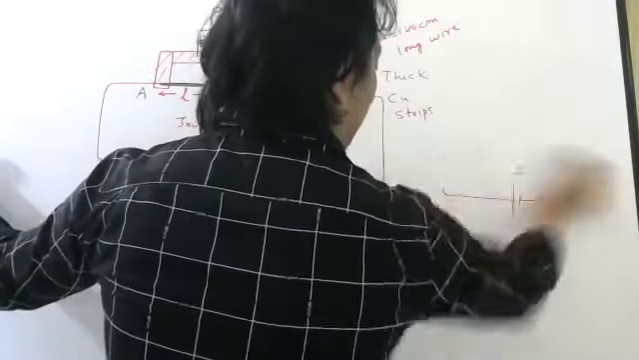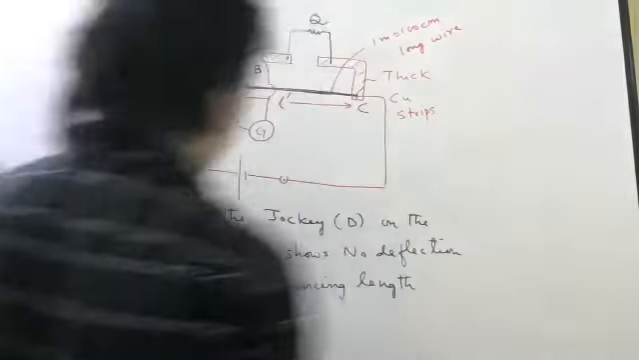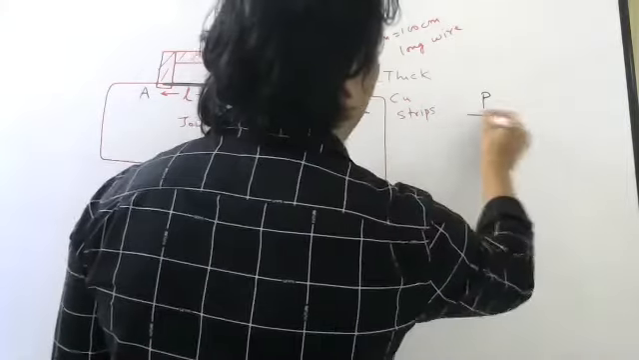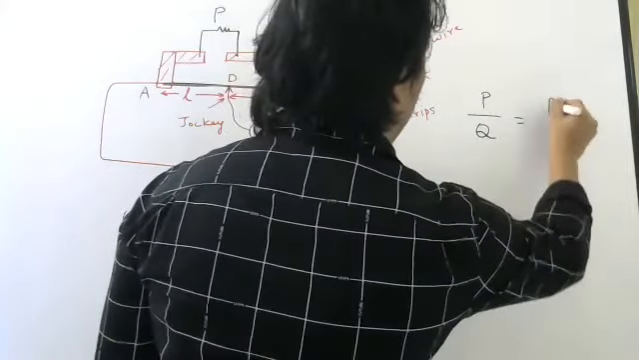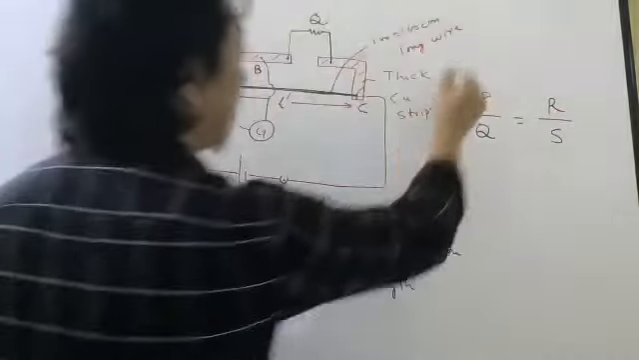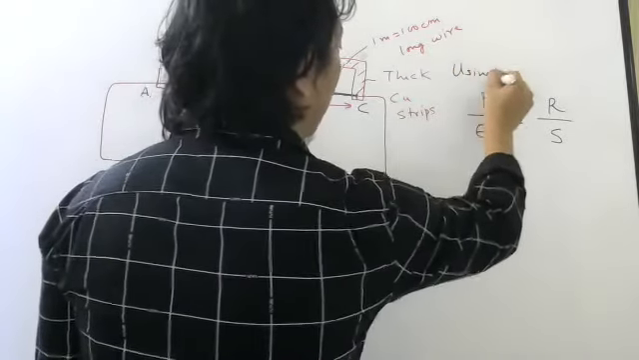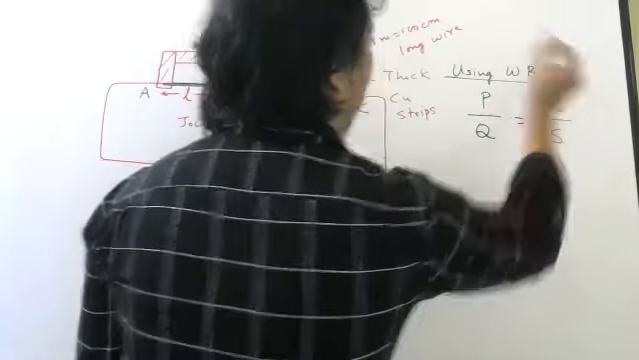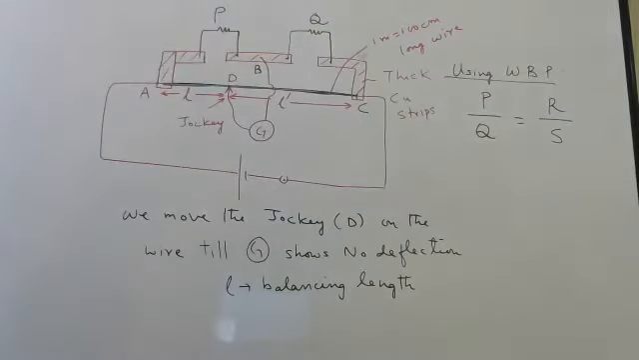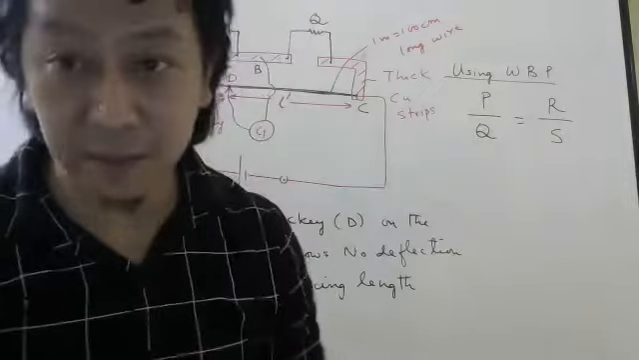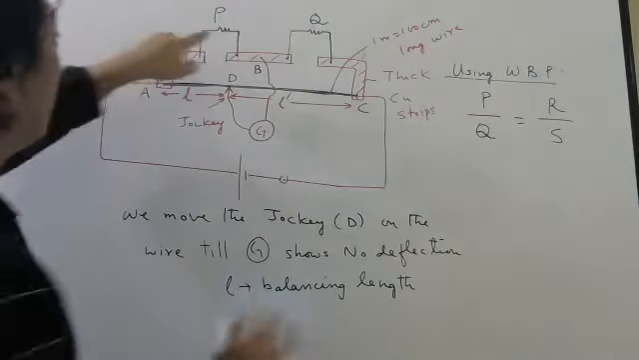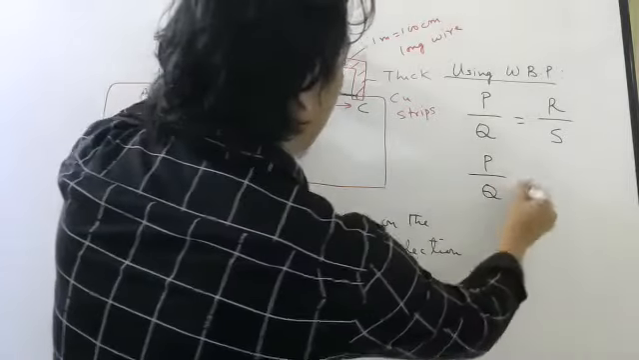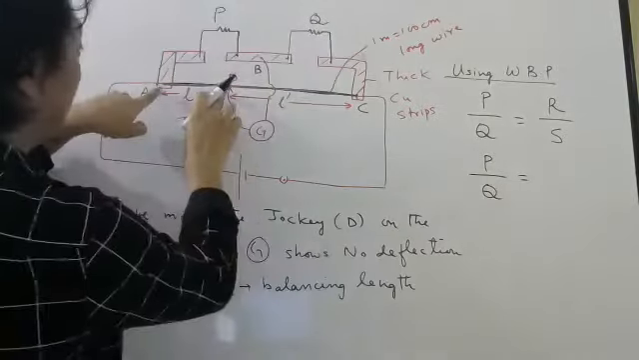So now we don't need this circuit. Since the circuit has been balanced, I can write P by Q equal to R by S using which principle? Wheatstone-Bridge principle. So using Wheatstone-Bridge principle, I can write this because the galvanometer is balanced. P is this resistance, Q is this resistance, R is the resistance between A and D.